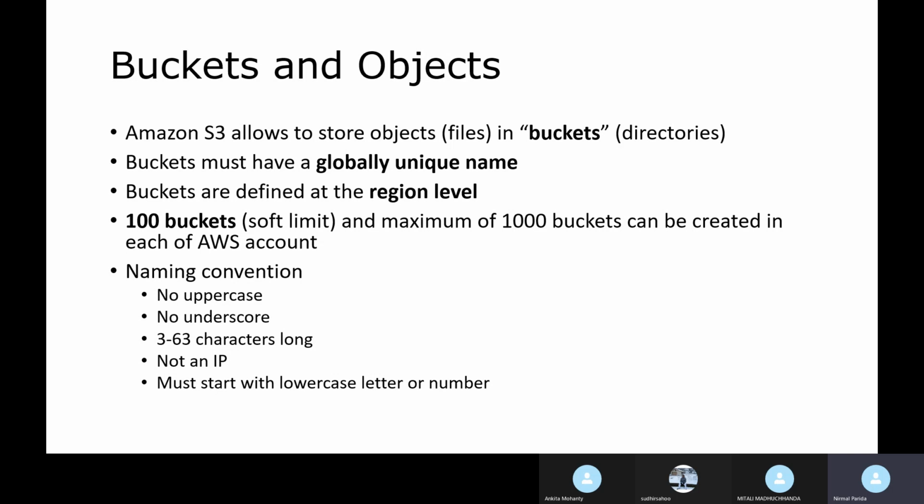So the naming convention is like this: no uppercase, no underscore. The minimum is 3 characters long, and the maximum is 63 characters long. So you cannot keep an IP as a bucket name. It must start with a lowercase letter or number. So let me show you how to create one bucket.